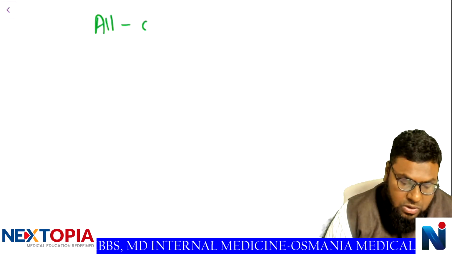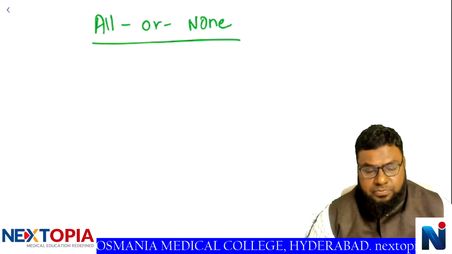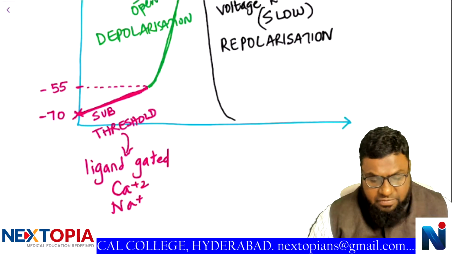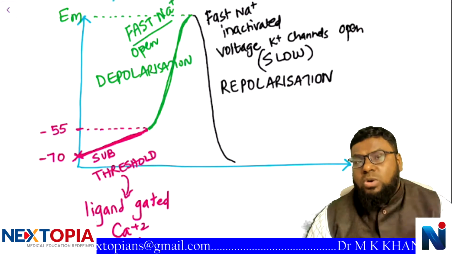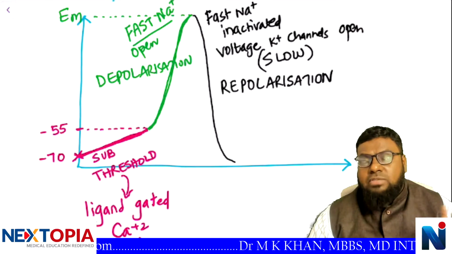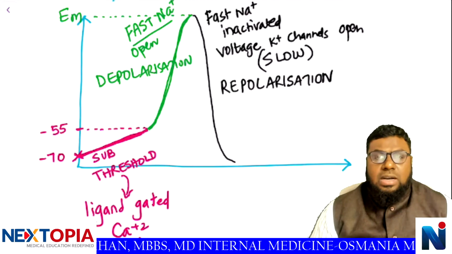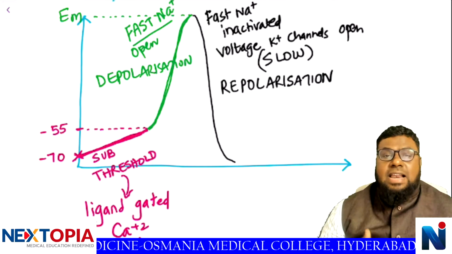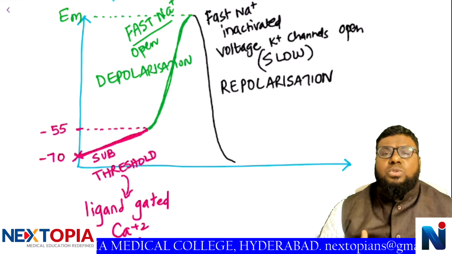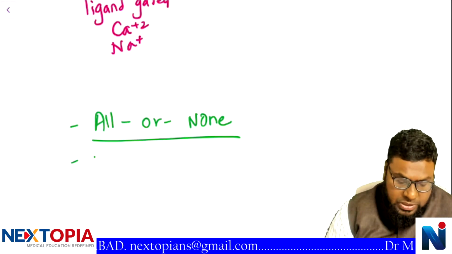All or none law. What does that mean? If the threshold is reached, definitely the action potential will occur. If the threshold is not reached, no matter how many subthreshold stimuli you give, the action potential is not able to generate. All right. Under normal conditions, the action potential regenerates itself as it moves down the axon. Hence, this property is called propagation of the action potential.